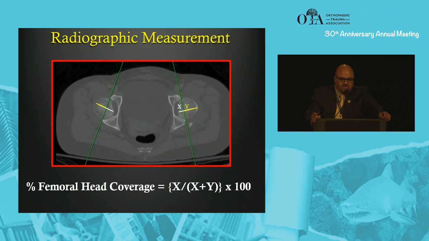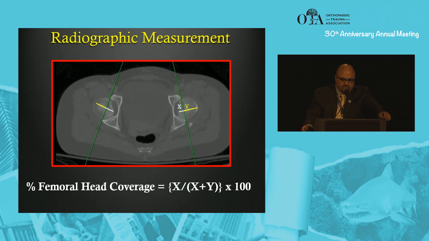In regards to the percent femoral head coverage, we looked at the axial CT scans, identified the cut which had the largest diameter for the femoral head, drew a line from the anterior wall to the tip of the posterior wall at the fracture site, then drew a perpendicular medially and laterally and used this ratio to calculate percent femoral head coverage.